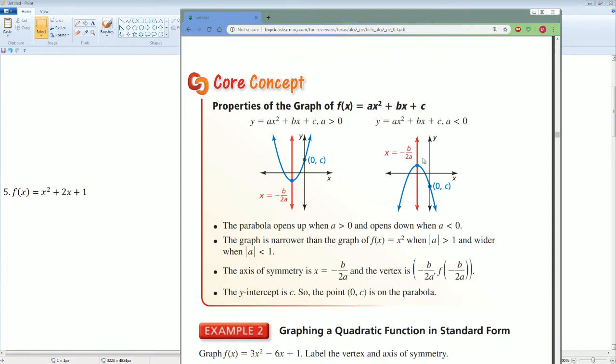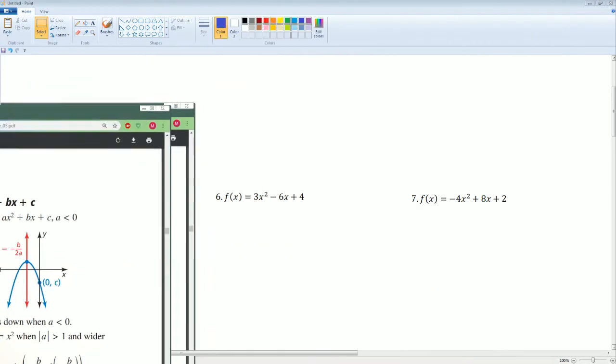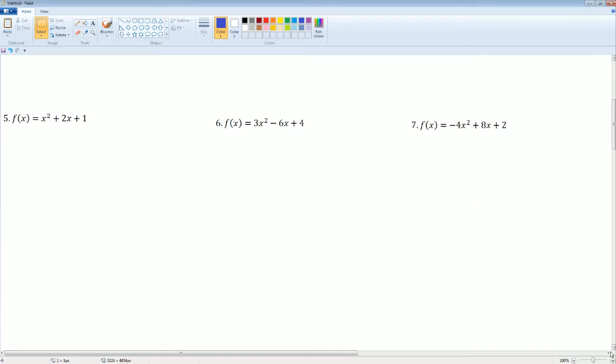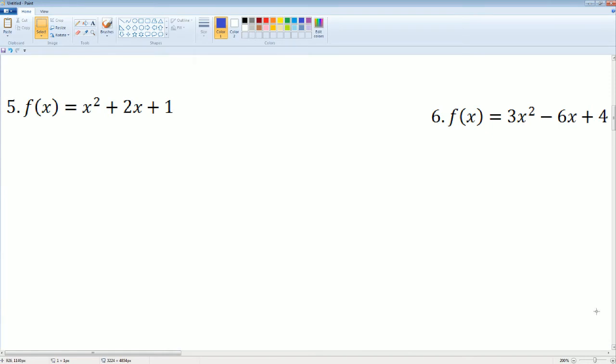All right, so keep this in mind. We're going to do it, so don't freak out. Okay, let's zoom this in. Let's do 5 here. Where's my pen?